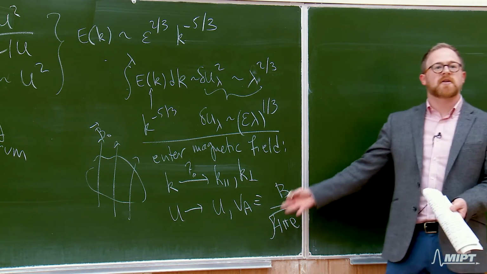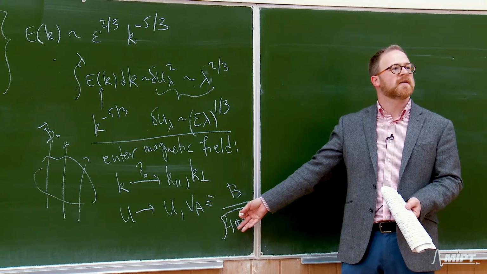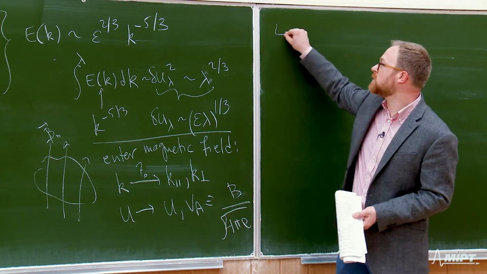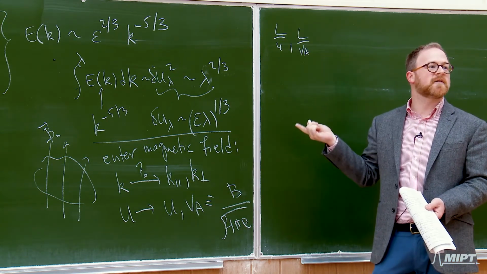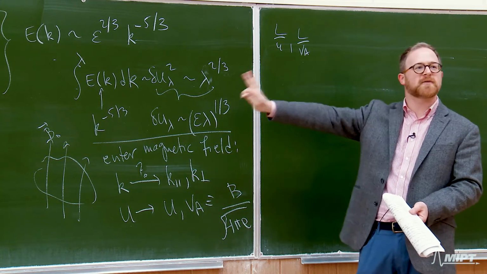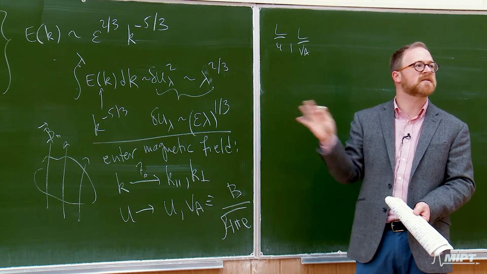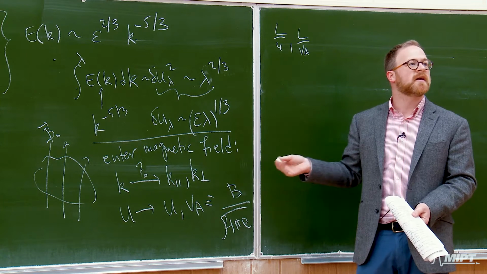So now there's another characteristic speed in the problem, which means I can construct another time scale. Then I have to know, what time scale should I choose? Should I choose L over U, or should I choose L over V_A? Those are two different time scales. So you start to have to make decisions. Kolmogorov just sort of naturally emerges from dimensional analysis once you make a few simple assumptions. Here you have to start making choices.